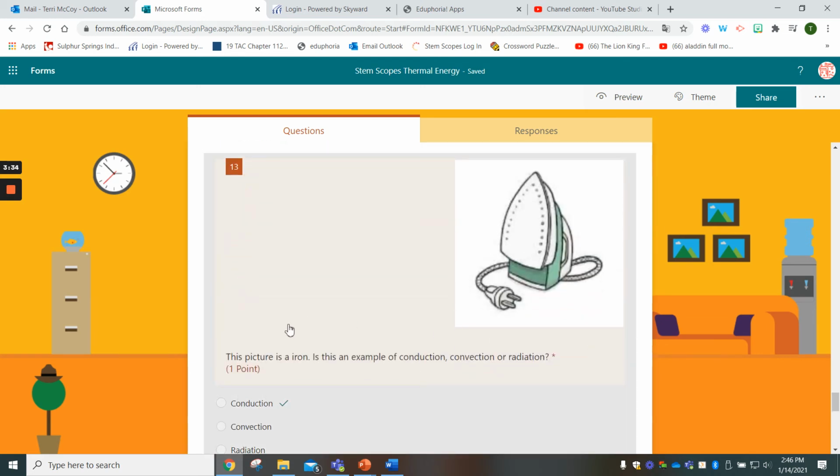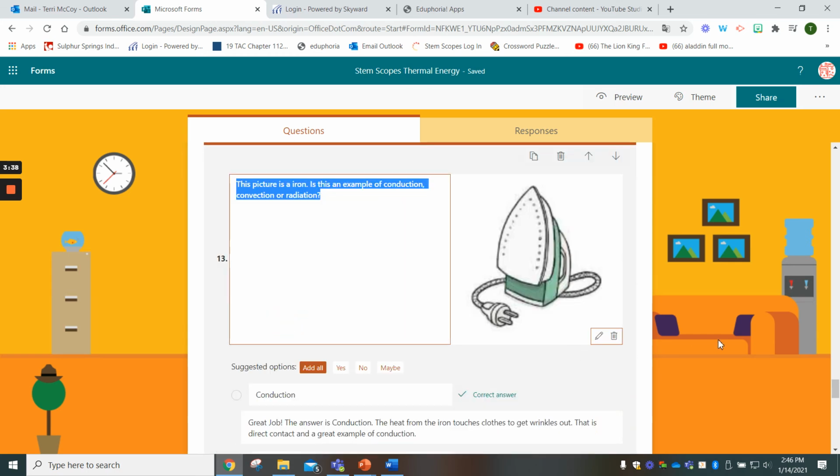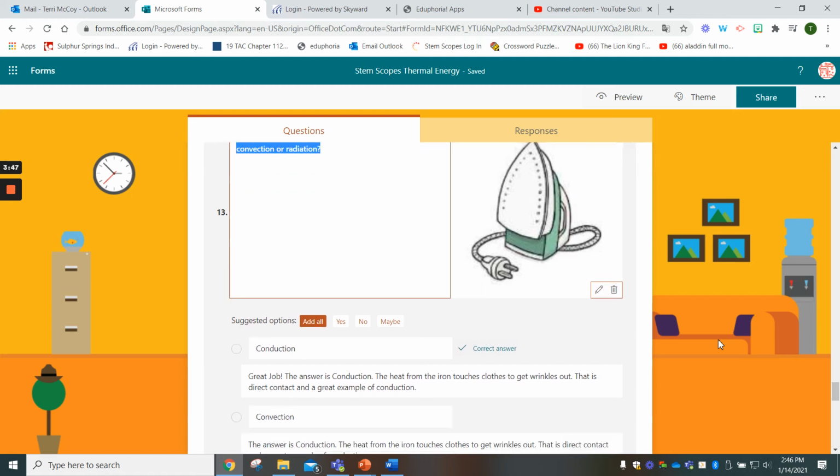Here we've got a picture of an iron. Is this an example of conduction, convection, or radiation? If you said conduction, you're exactly right. The heat from the iron touches the clothes to get wrinkles out. That is direct contact, and that's a great example of conduction.